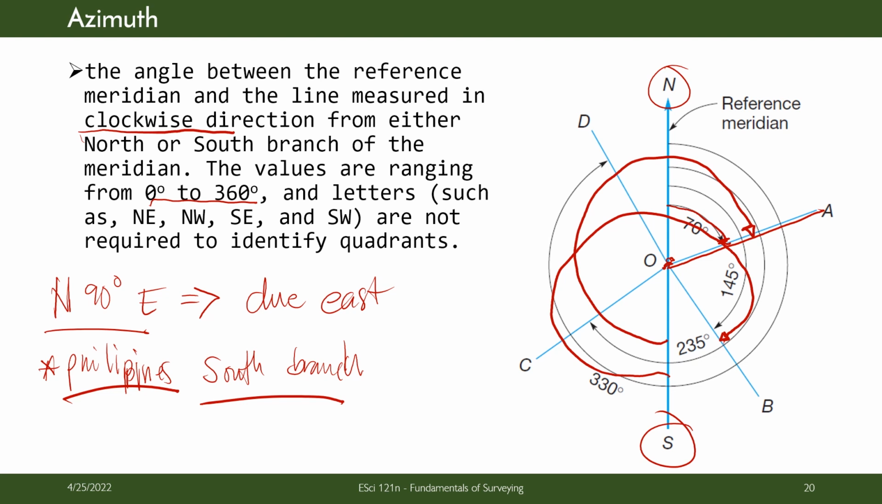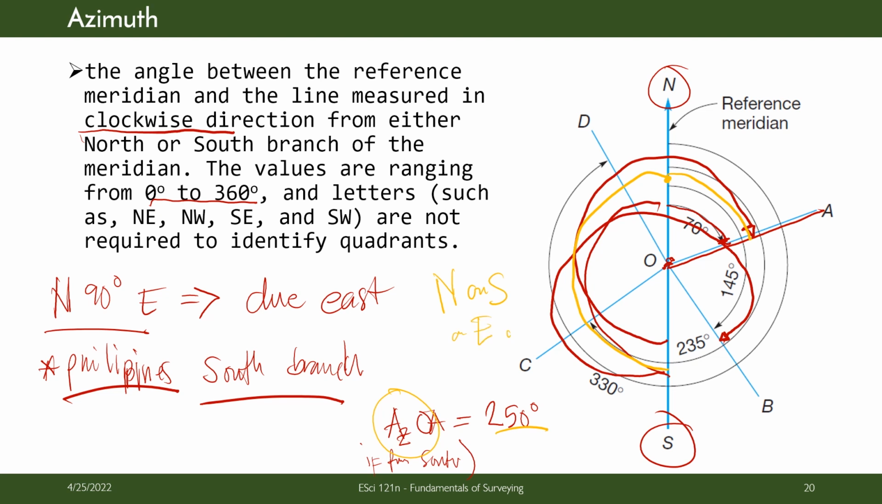Given that the reference meridian is the south branch, what is the azimuth of line OA? From south, that would be 180 plus 70, so that would be 250 degrees. This is 180, then you add 70, which is equivalent to 250 degrees. In azimuth, there is no need to put N or S or E or W, compared to bearing. It's simply the value of the angle.